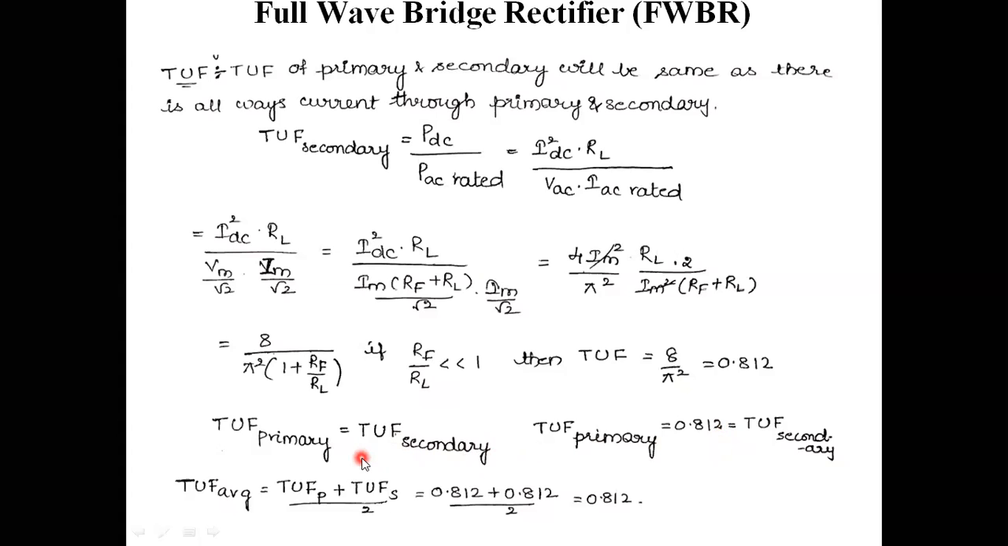Then the transformer utilization factor for the primary as well as the secondary are both equal. Therefore, TUF primary is equal to TUF secondary, and it is given as 0.812. The TUF average is equal to TUF primary plus TUF secondary by 2, that is 0.812 plus 0.812 by 2, which is equal to 0.812. The final term we have obtained is 0.812, in terms of percentages 81.2%. This is about the transformer utilization factor in the bridge rectifier.